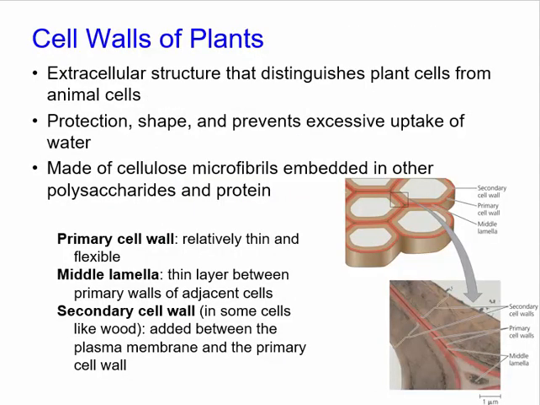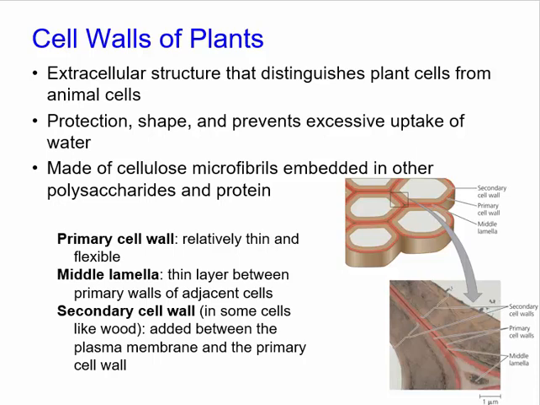So this is an extracellular structure, and this is something you don't see in animal cells. And a cell wall provides protection and shape, and is important for resisting the loss of water, but also preventing the excessive uptake of water if the plant is exposed to water, as we'll get into when we talk about osmosis down the road. So the plant cell wall is made of cellulose.